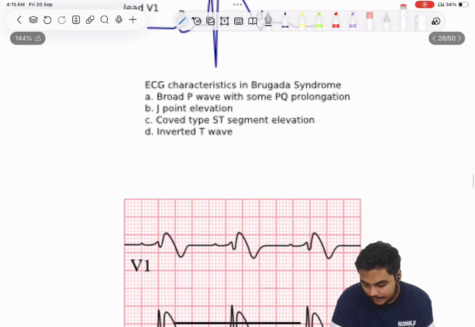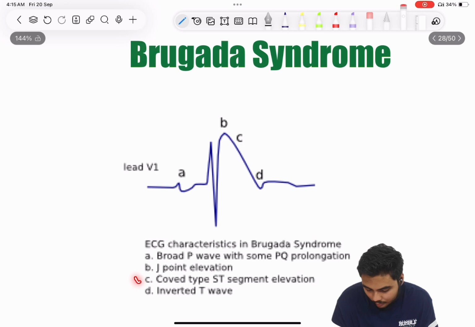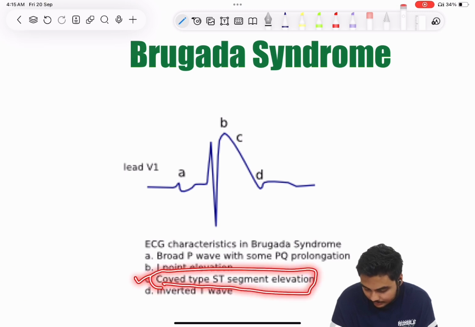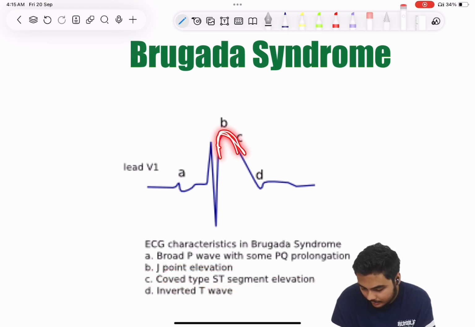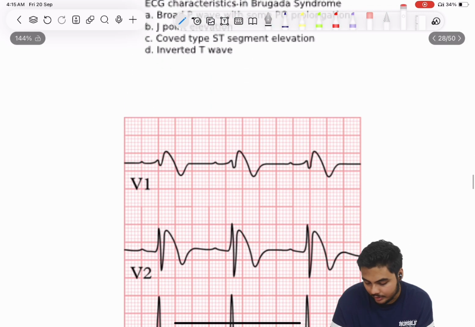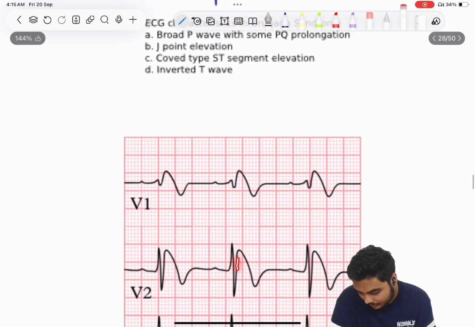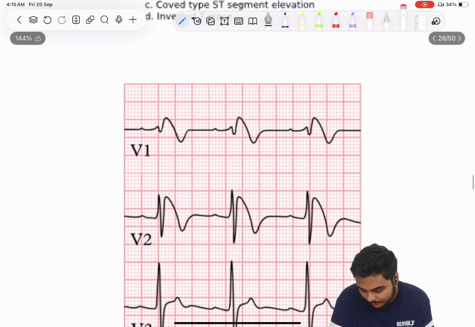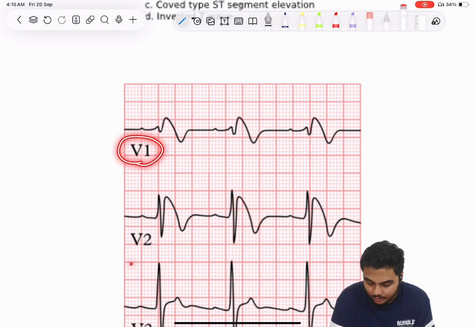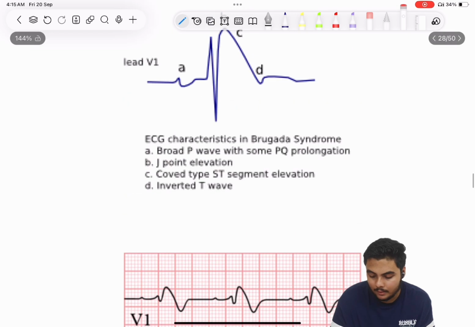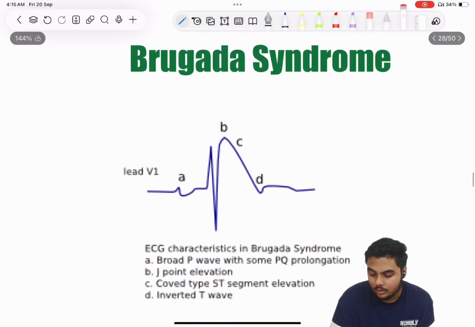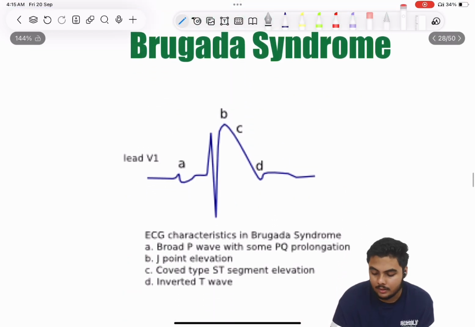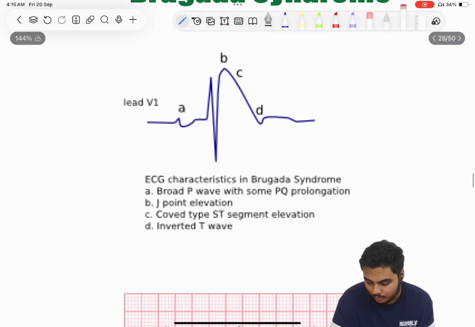What we will see is a coved-up type of ST segment elevation. So this is what you are seeing here, called the coved-up ST elevation. Along with the coved-up ST pattern, we will see a negative T wave. Coved-up ST elevation with a negative T wave in leads V1 and V2 is called Brugada syndrome. It is a congenital or hereditary electrical defect, a conduction defect in the heart. So that's Brugada syndrome.